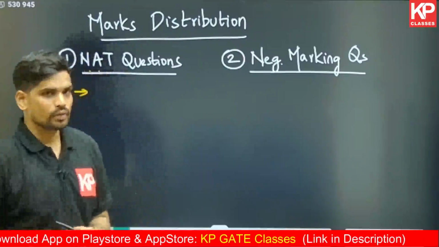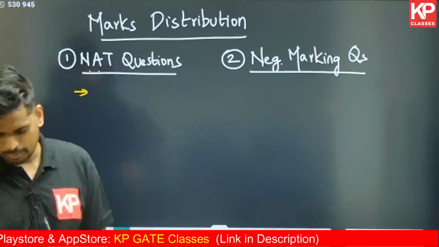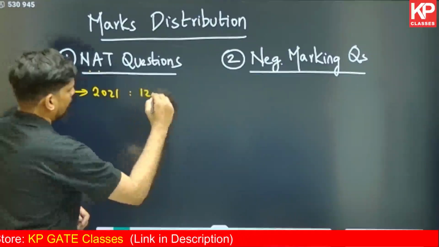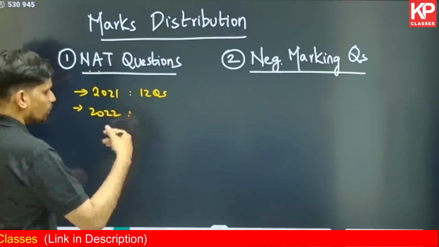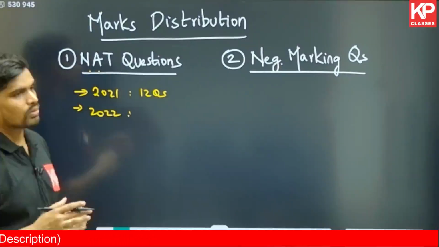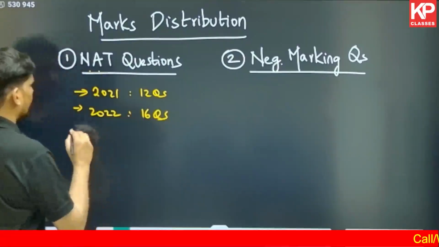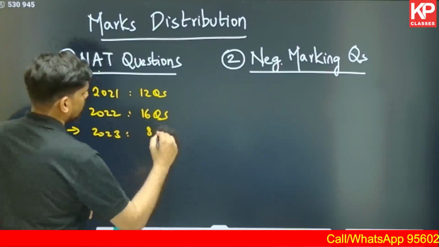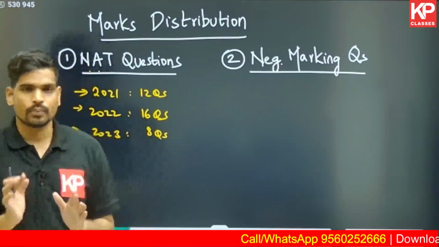If we look at the number of numericals historically in the past patterns of the GATE paper, in the 2021 paper there were a total of 12 numerical questions. In 2022, the number of numericals increased by 4 questions, so 16 questions were asked in the 2022 paper. In 2023, the number was 4 questions less than that. So generally the average number of numericals is 12.